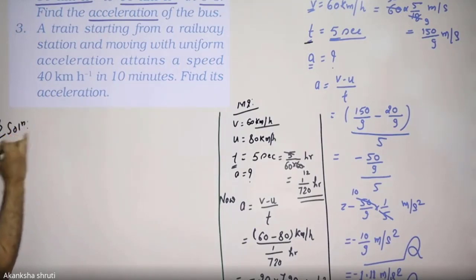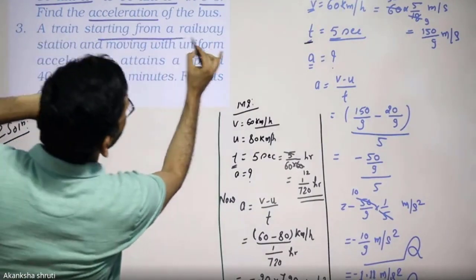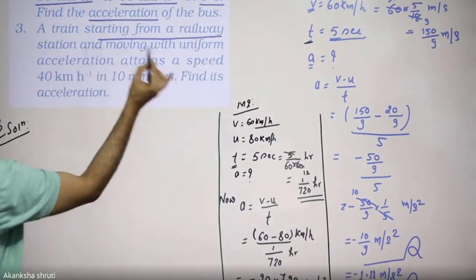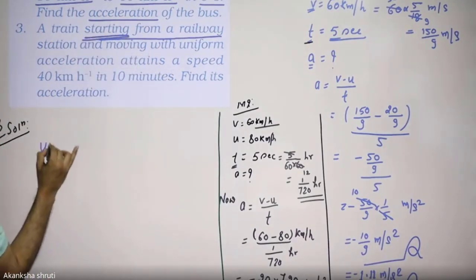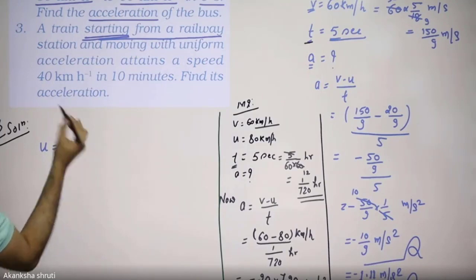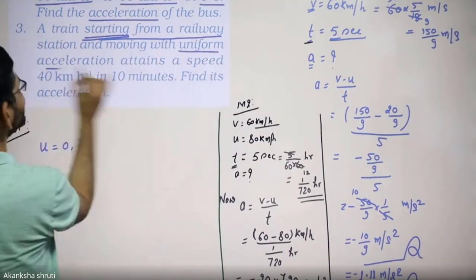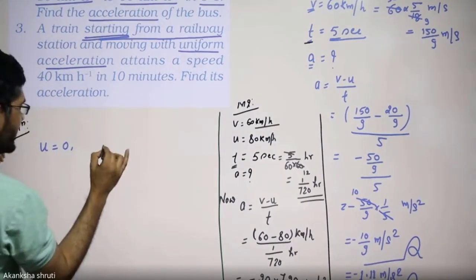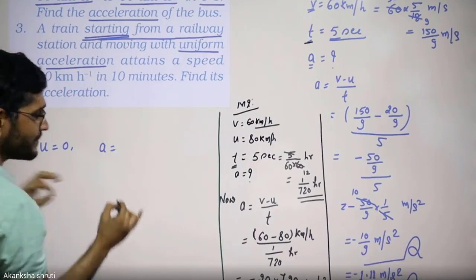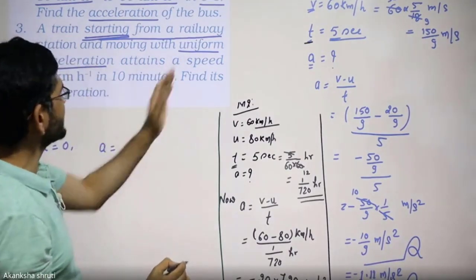First, we have to read the question. We have to note down the data. A train is starting from a railway station. Wherever the term "starting" appears, quickly write u is equal to 0. One data is there. And it is moving with uniform acceleration. So acceleration is there, meaning acceleration will be some value, though that numerical value is not given here.